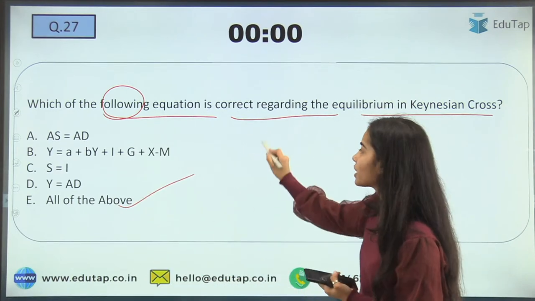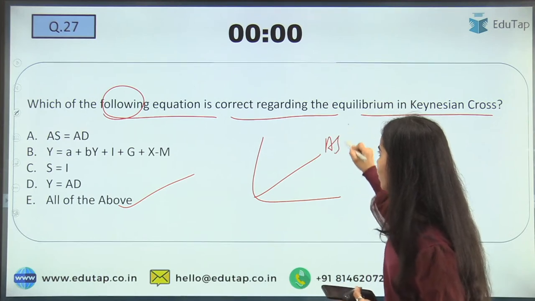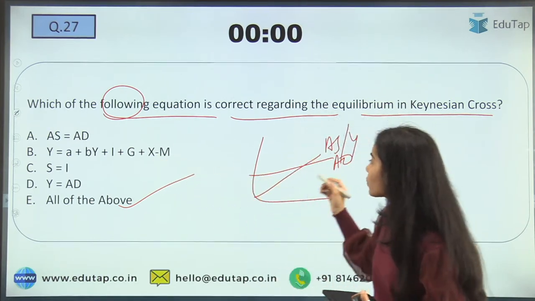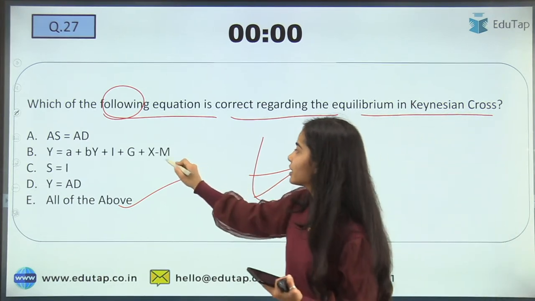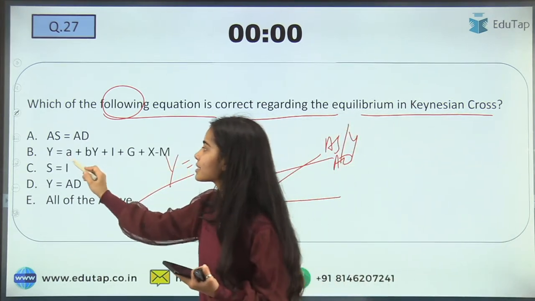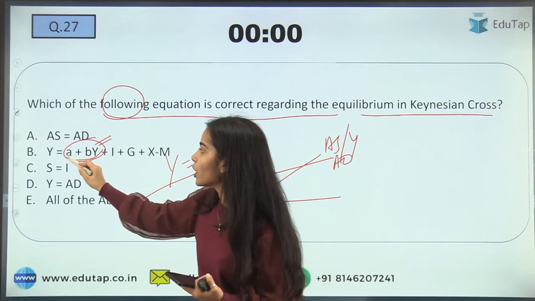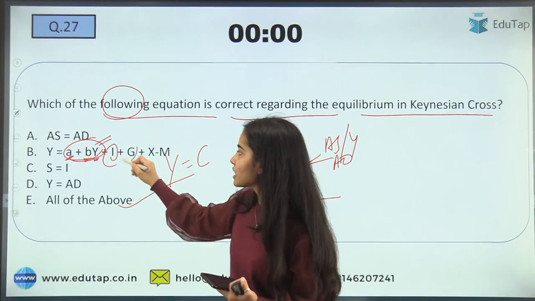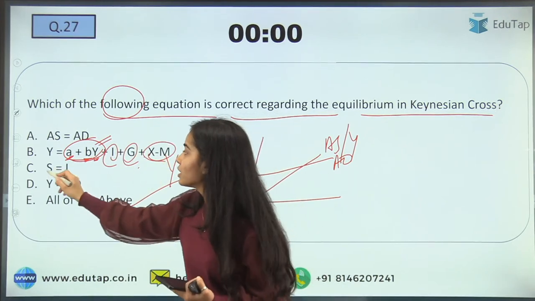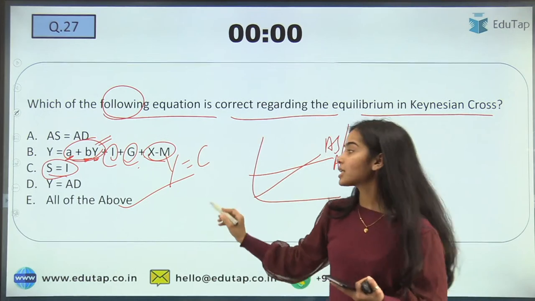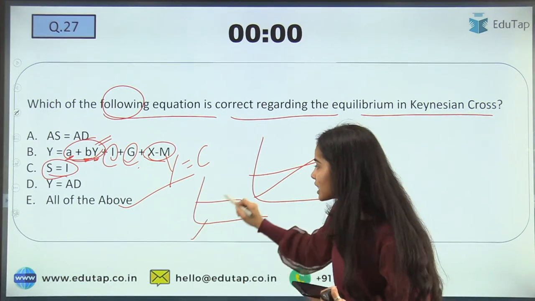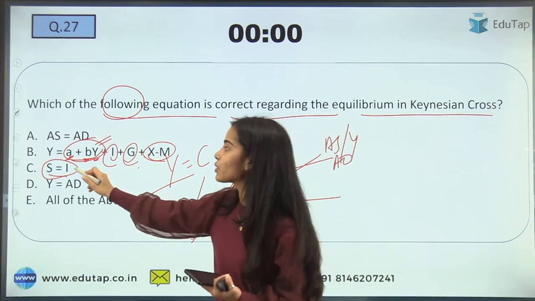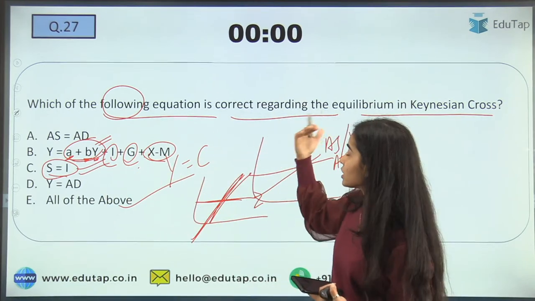In the Keynesian cross, the aggregate supply, or we can say income, is equal to aggregate demand. Income is equal to aggregate demand, that is the consumption. This is showing the consumption: autonomous consumption plus MPC into income, plus investment, plus the government expenditure net. And I have told you that in the Keynesian model, the saving is equal to investment. This is investment, that is autonomous investment. This is the saving. So saving is equal to investment in the Keynesian also.